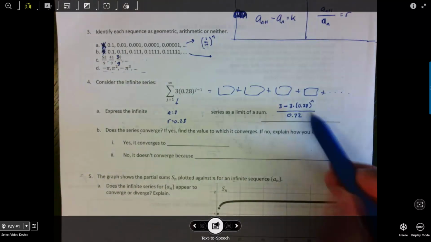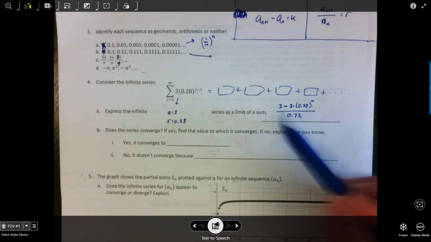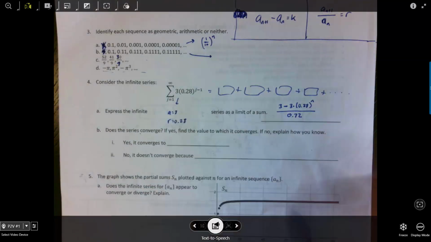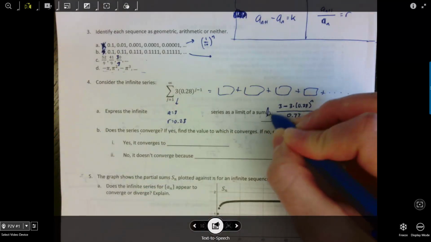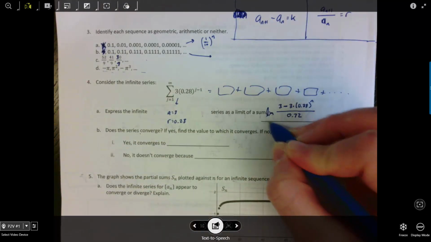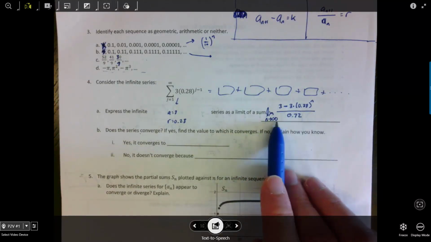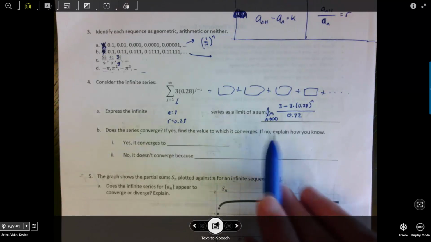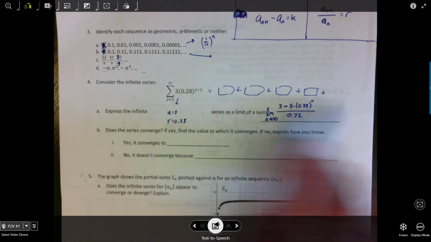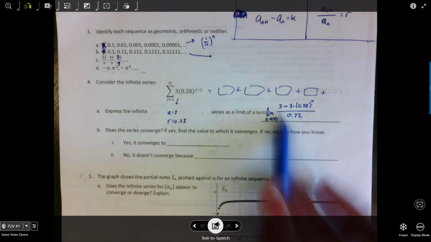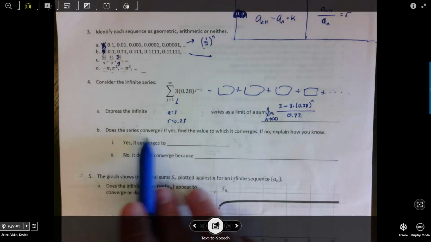So this expression gives me the sum of the first n terms in that series, but I'm interested in the limit of this as the number of terms approaches infinity. So that's what this infinite sum is equal to. It's the limit of this sequence. Okay, so does the series converge?